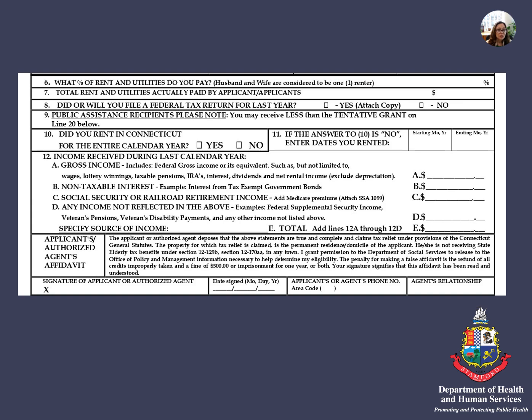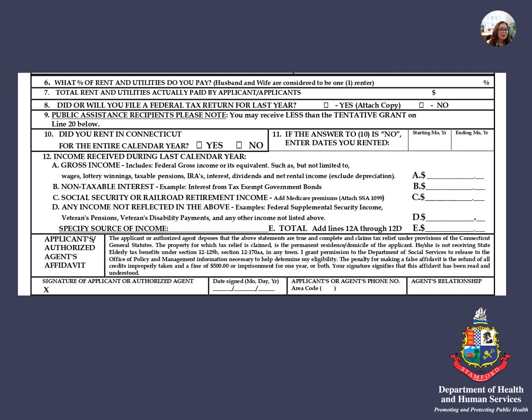E, total income. Add all the amounts from sections A through D and enter the total amount here. Affidavit. Finally, we reach the affidavit section. This is where you certify that the information you have provided is true and complete. By signing, you agree that the information is accurate, and you give permission to the Department of Social Services to verify your details. Remember, making a false claim could result in a fine or other penalty.